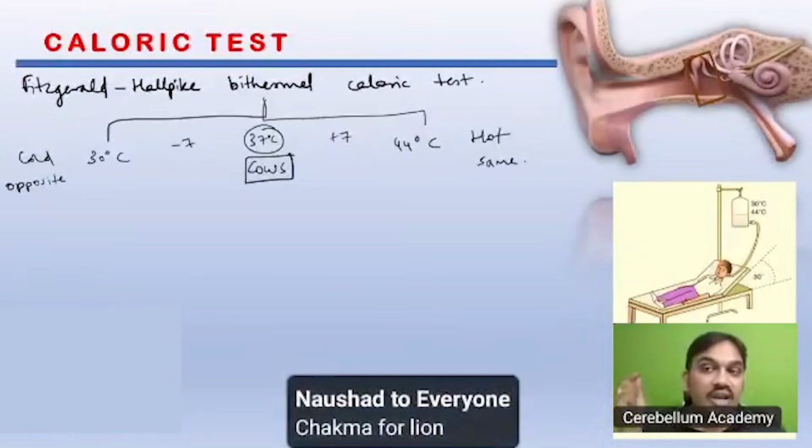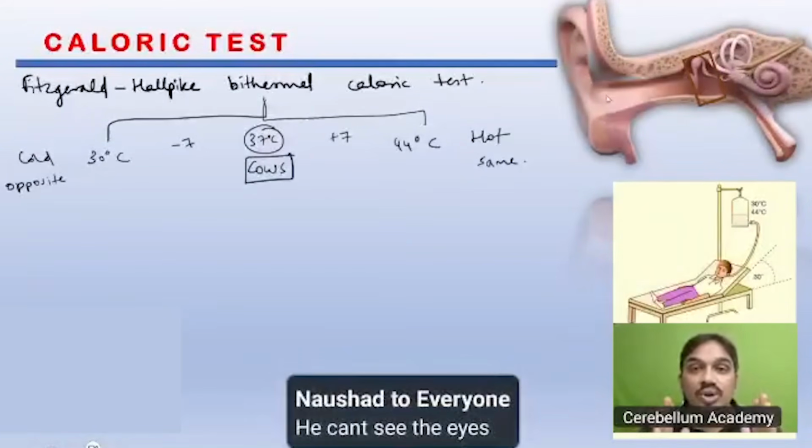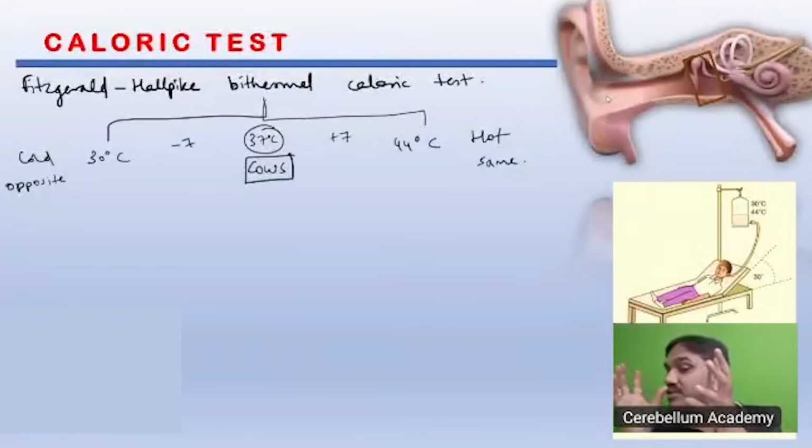Now, whenever I pour the hot water or cold water, what this hot water and cold water is doing, I told you, whenever I am moving my head towards right side, my fluid, the endolymph, is moving towards left side.